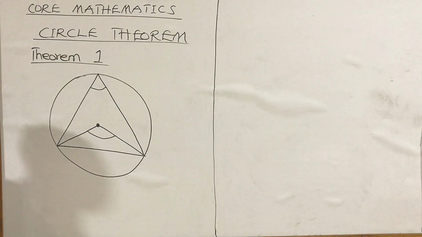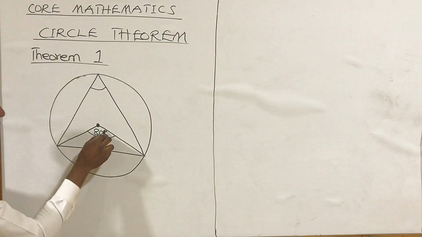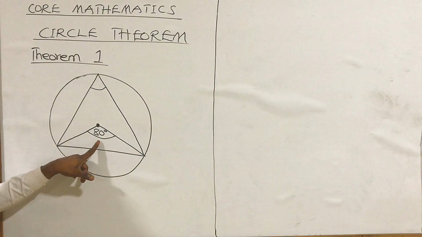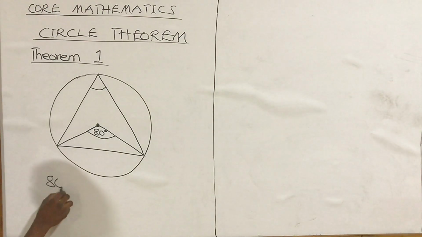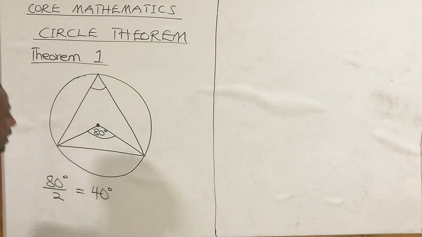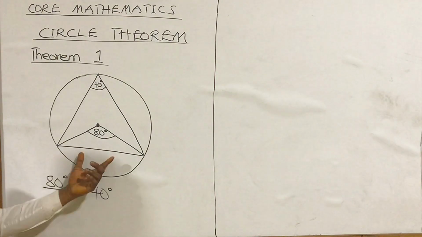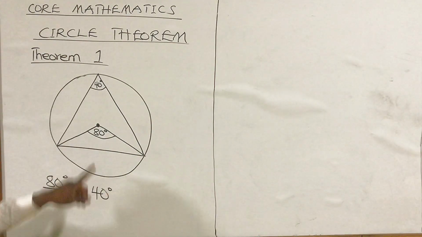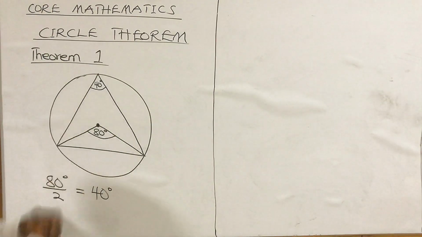So at this point, let's assume that the angle here is 80 degrees. So if the angle here is 80 degrees, we are going to divide the 80 by 2. And we know that 80 degrees over 2, what do you think the answer will be? So we have 40 degrees. And indeed, the angle here is going to be 40 degrees. So basically, this is Theorem 1. Divide the angle we have at the center by 2 to get an angle at the circumference of the circle.